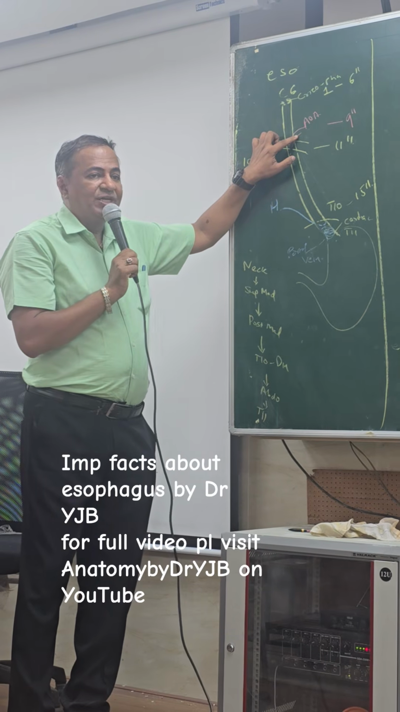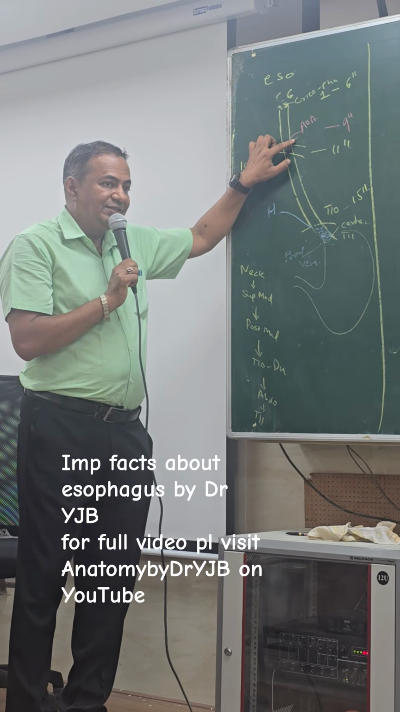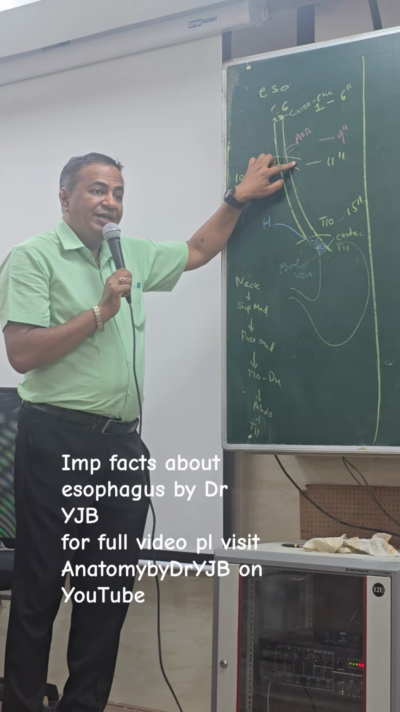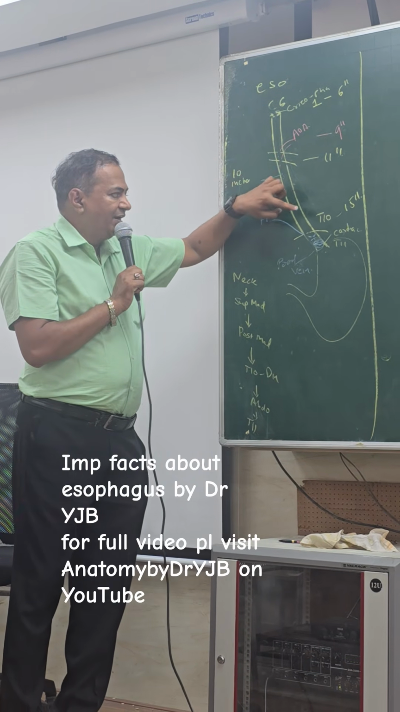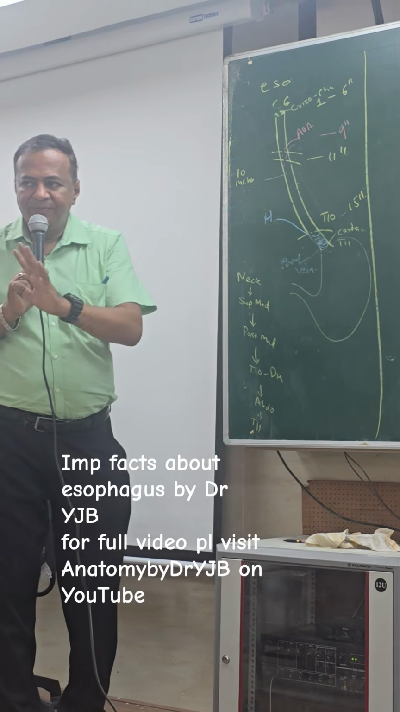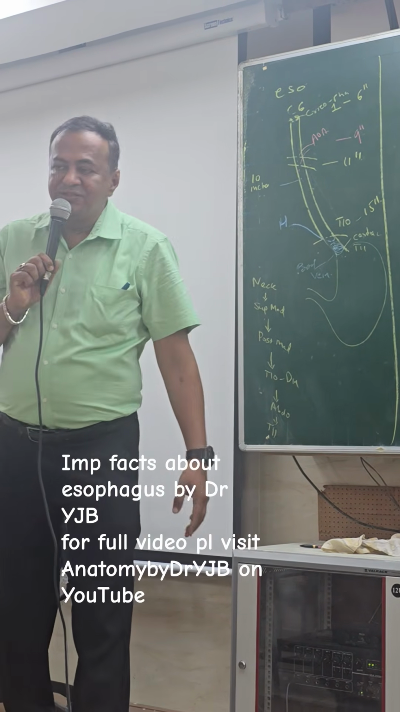Second is where it is crossed by the arch of aorta, at 9 inches. Third is when it is crossed by the left bronchus at 11 inches. And fourth is when it pierces the diaphragm at 15 inches. That is one.